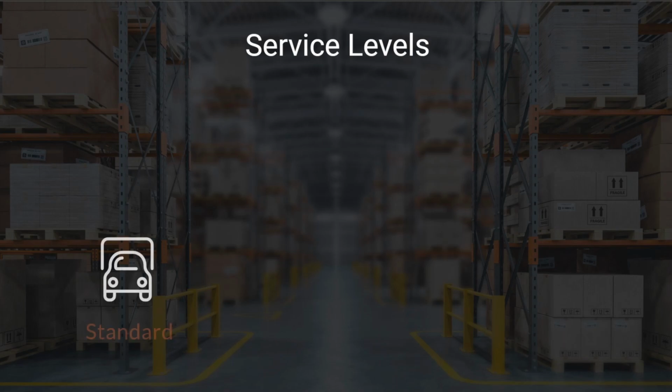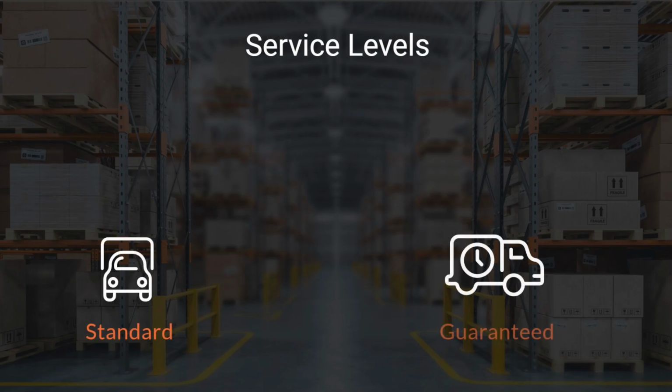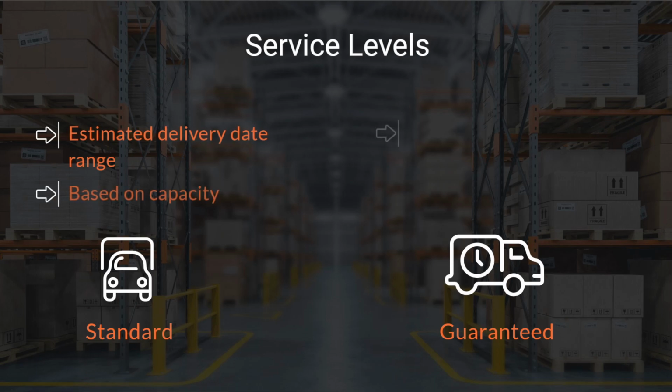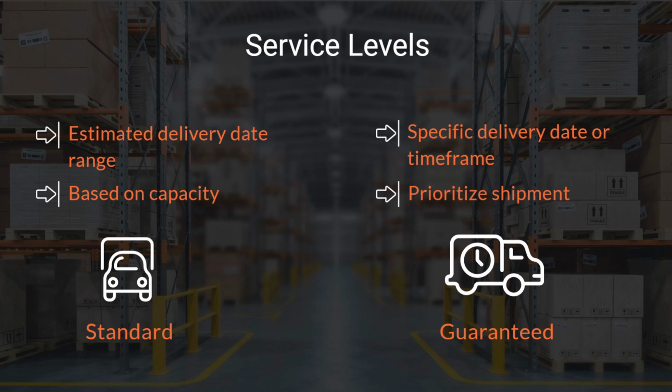In addition to accessorials are service levels, such as guaranteed versus standard service. Now, we've touched on these before, but we're going to dig a little deeper today. With a standard service level, the carrier provides an estimated delivery date range based on origin and destination zip codes. In contrast, a guaranteed service level is a specific delivery date or time frame.